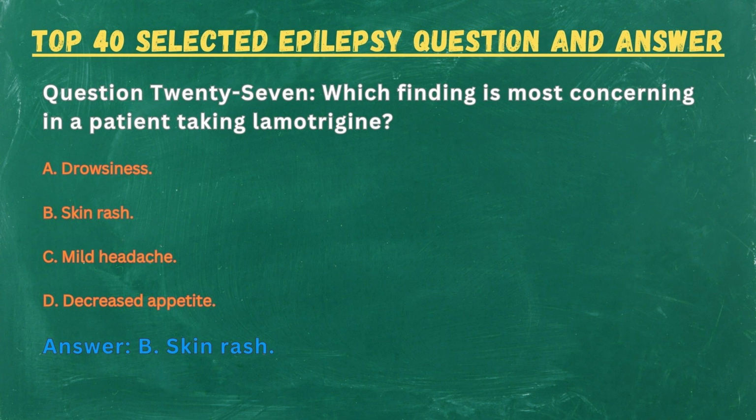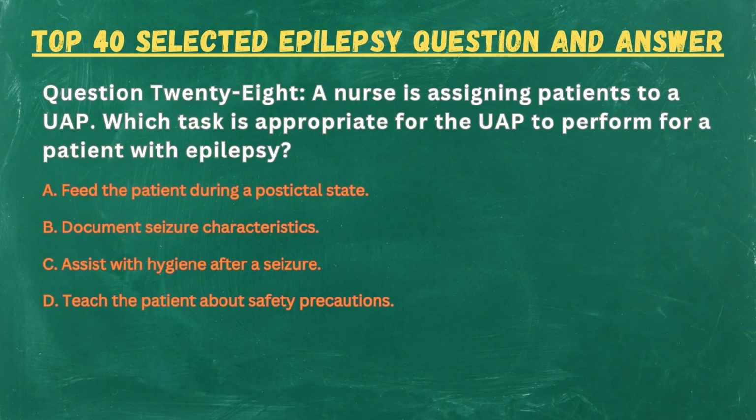Answer: B. Skin rash. Question 28. A nurse is assigning patients to a UAP. Which task is appropriate for the UAP to perform for a patient with epilepsy? A. Feed the patient during a postictal state. B. Document seizure characteristics. C. Assist with hygiene after a seizure. D. Teach the patient about safety precautions. Answer: C. Assist with hygiene after a seizure.